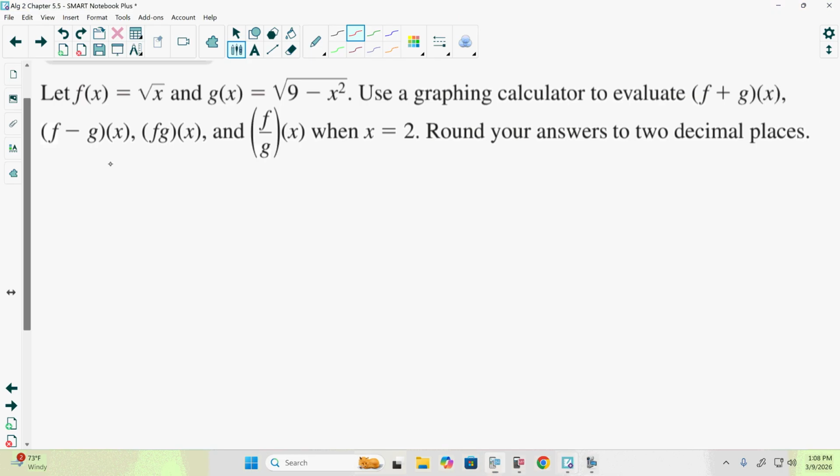Because what they want us to do is to find f plus g of 2, or f of 2 plus g of 2. We want to add these two values together. Now we could go about trying to find out what the square root of x plus the square root of 9 minus x squared is. Well, square root of 2 we know for certain is not a nice number. And most likely 9 minus 2 squared is not going to be a nice number either.